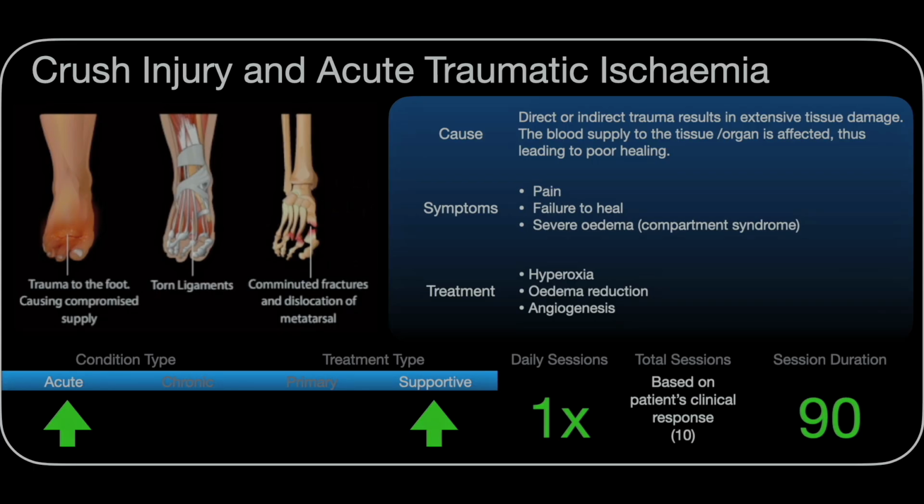The cause could be direct trauma, and the blood supply to the tissue or the organ could be affected, thereby leading to poor injury. The symptoms could include pain, failure to heal, and severe edema, especially in the context of compartment syndrome. The use of hyperbaric oxygen therapy within the context of a crash injury or acute traumatic ischemic injury would rely on hyperoxia, reduction of edema, and angiogenesis, or the formation of new blood vessels.